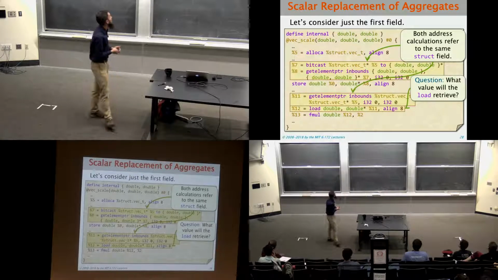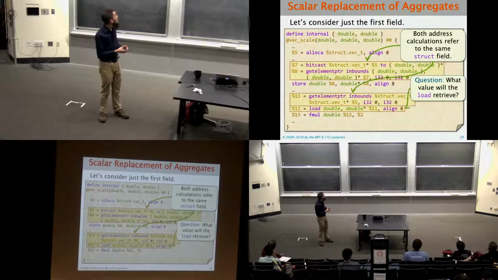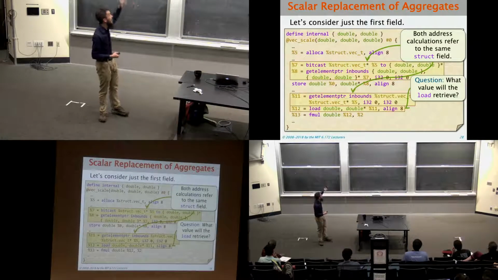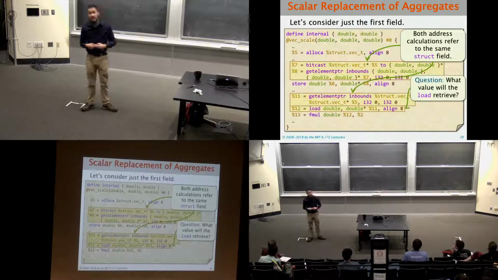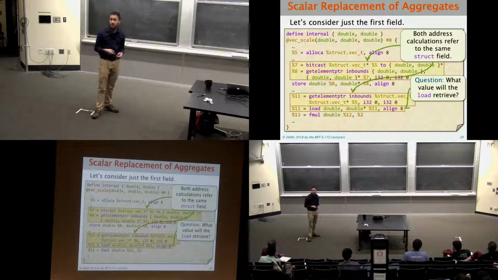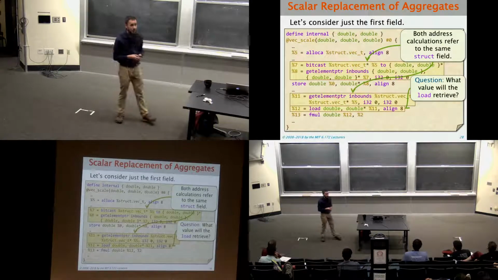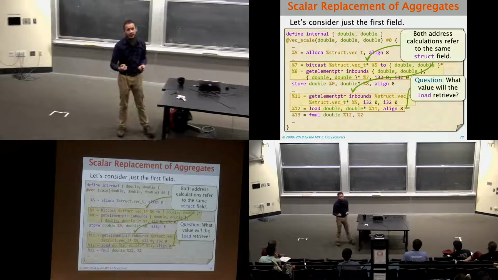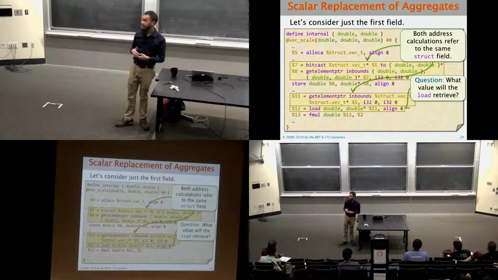So we have this location in memory that we operate on, and before we do a multiply, we end up loading from that location in memory. So what value do we know is going to be loaded by that load instruction?